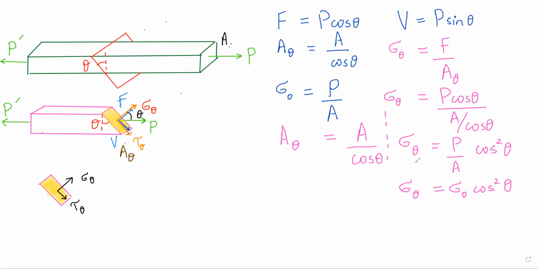Okay, quick question. The normal stress that is acting perpendicular to this surface, that is sigma theta, is it larger than your original sigma naught or less than? Less, right? So I started off by saying that I am very concerned about structure breaking at an angle, and turns out that the normal stress that is acting on this inclined plane is actually less than what was the normal stress on this plane.